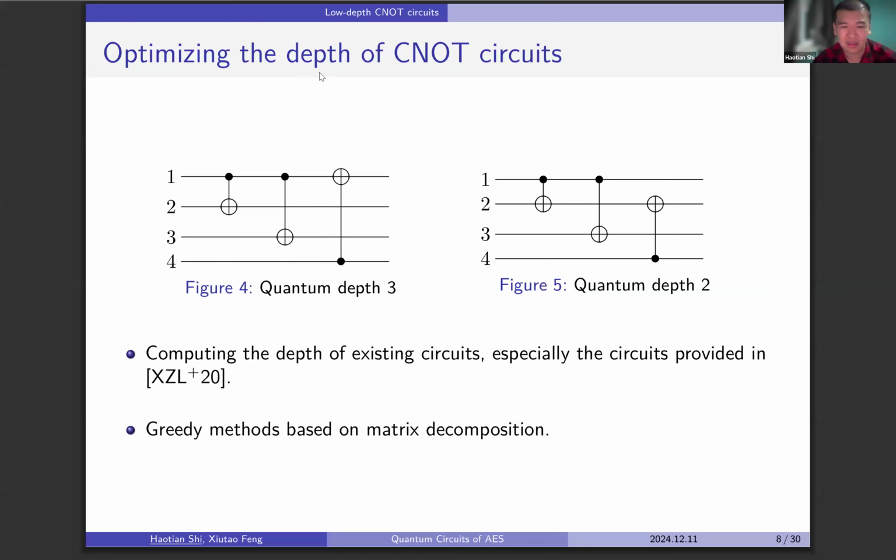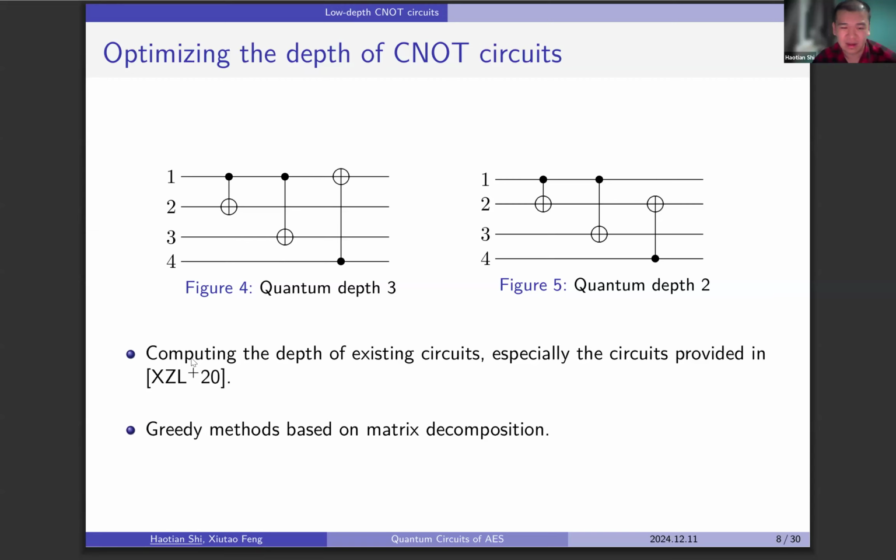This work considers the depth of C0 circuits. The quantum depth is actually the layers of quantum gates. In each layer, the quantum gates can act in parallel. These two figures show two small examples of circuits. The first one has quantum depth 3. The second has quantum depth 2.